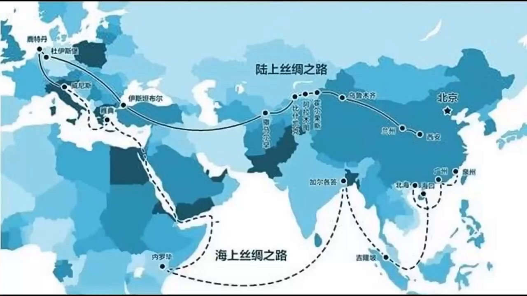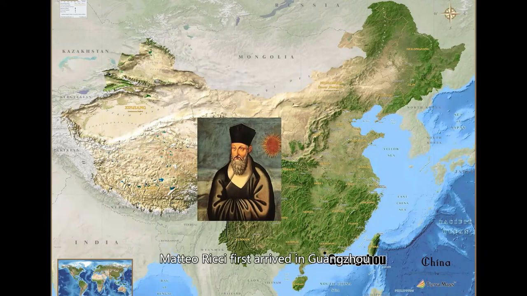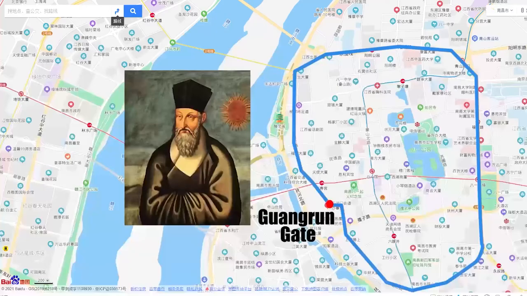Unlike another Italian, Marco Polo, who arrived in China 200 years earlier via the Eurasia steppe, Matteo Ricci arrived in China via the sea. By that time, China had lost the land in Central Asia and the Silk Road didn't exist anymore. Matteo Ricci first arrived in Guangzhou, then via the Pearl River, the Meiguan Pass and the Gan River, he arrived in Nanchang. He spent 3 years here.